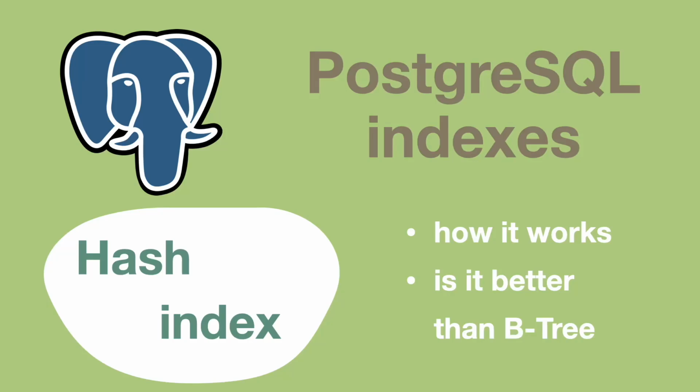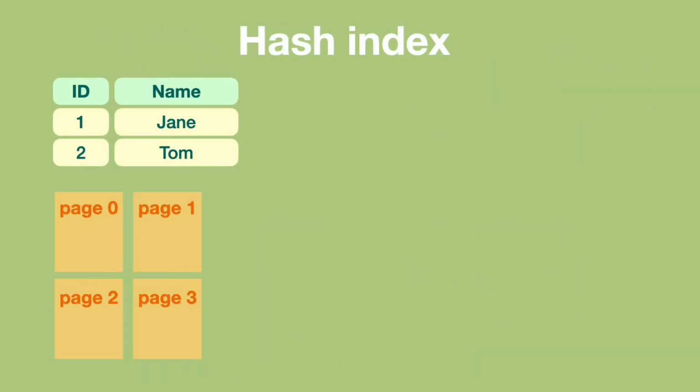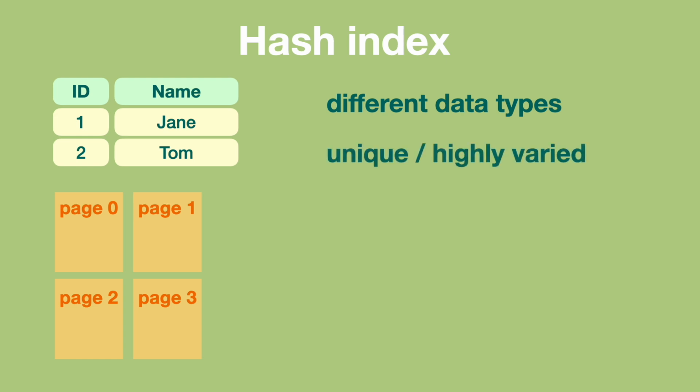Today we are diving into a very specific topic of PostgreSQL, the hash index. We'll see how it works under the hood and understand if it's better than B-tree index. So what is a hash index and when should you use one? Hash indexes are quite versatile and can work with many different data types, from numbers and text to JSONs. However, for the best performance and distribution, it's ideal if the values in your indexed column are mostly unique or highly varied. Let's start with understanding the analogy.